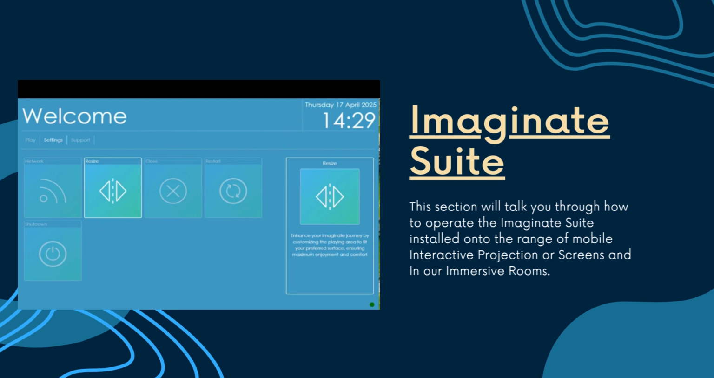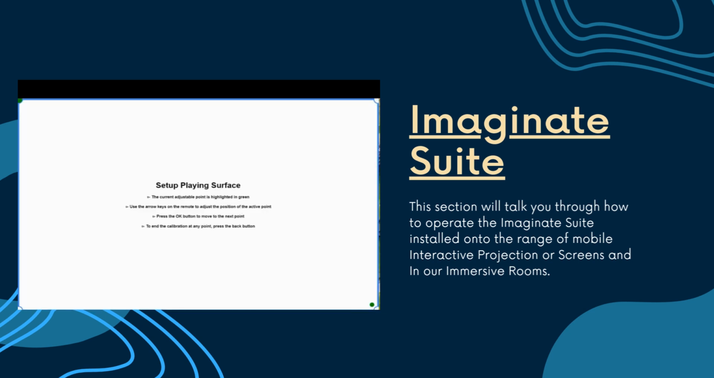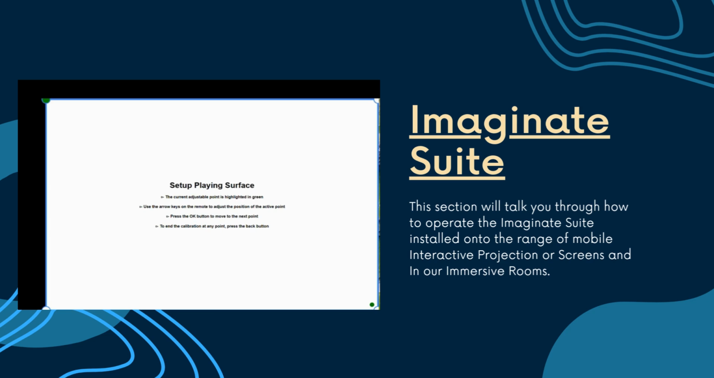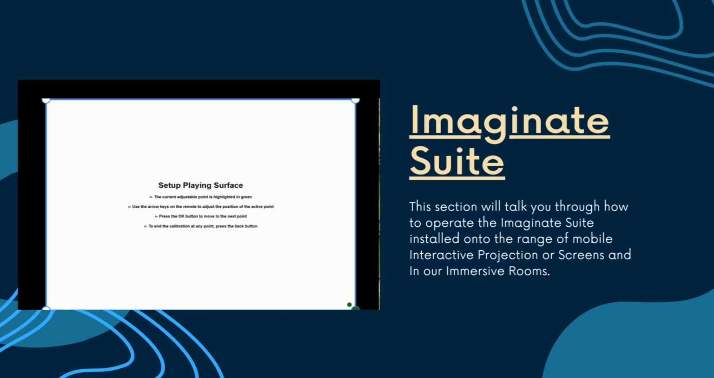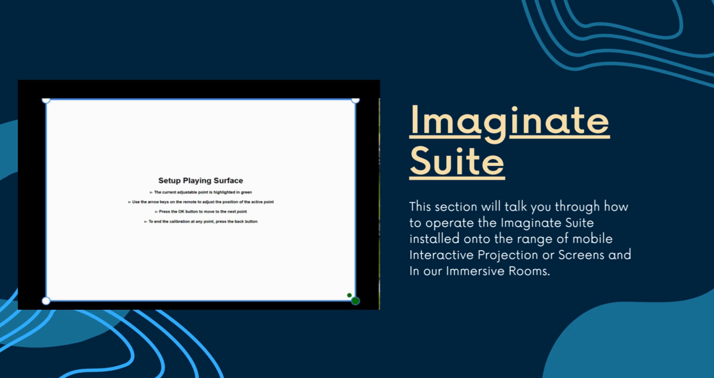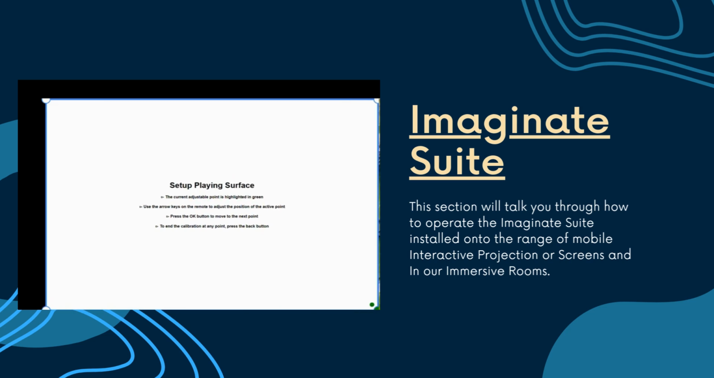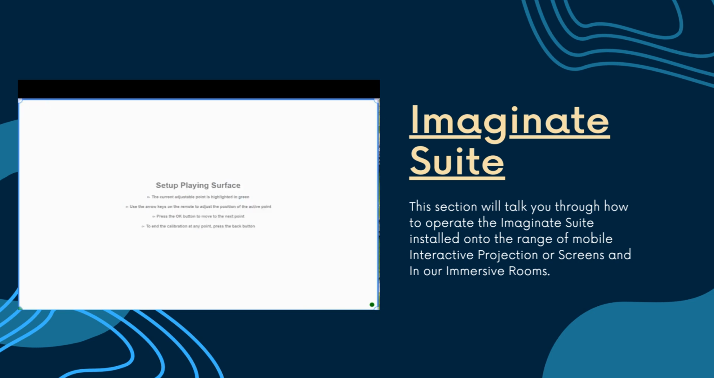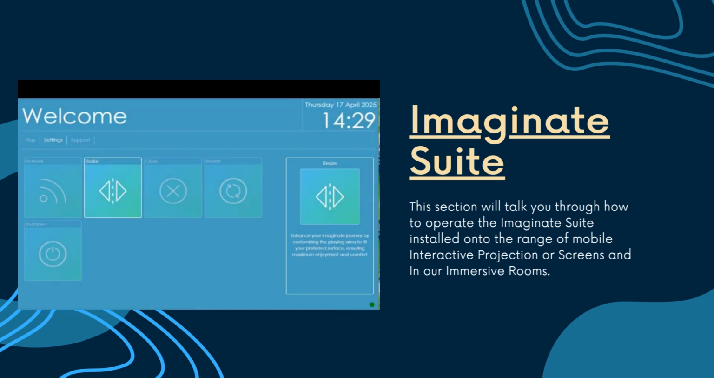Resize. This option only applies to the mobile units. So if you're using a micro, mini, or flex, you can resize the image with your remote. Look for the small green dots in the corners, pull them in, press OK, and you can adjust the projection size. Once you're happy, press the Home button to recalibrate.